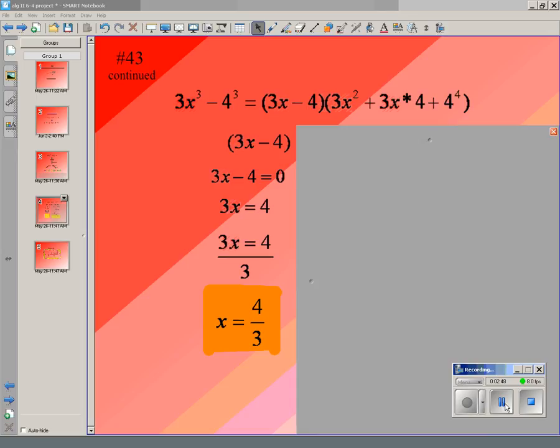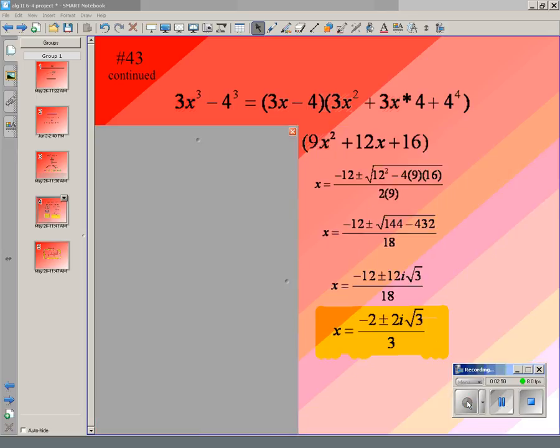Now we need to focus on the part of the equation that is 9x squared plus 12x plus 16. In this part of the problem, you will have to use the quadratic formula, which is x equals negative b plus or minus the square root of b squared minus 4ac, all divided by 2a. So this becomes x equals negative 12 plus or minus the square root of 12 squared minus 4 times 9 times 16, all over 2 times 9.